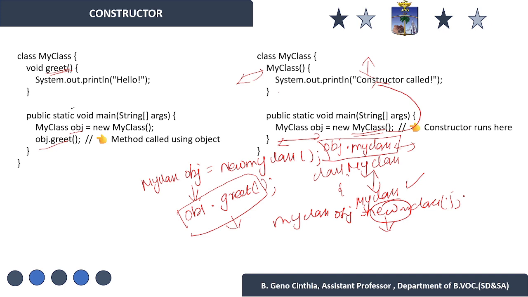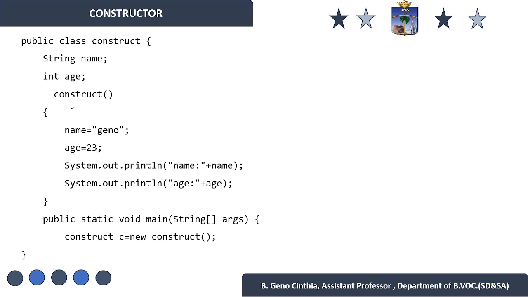Now let us see one example. Here I have created public class Construct. I have declared a variable called name that is of string type, and I have declared another variable called age, and that is of integer type. Now I'm going to create a constructor called Construct, because the class name is Construct, as well as the constructor name should also be Construct. So it should not have any return type.